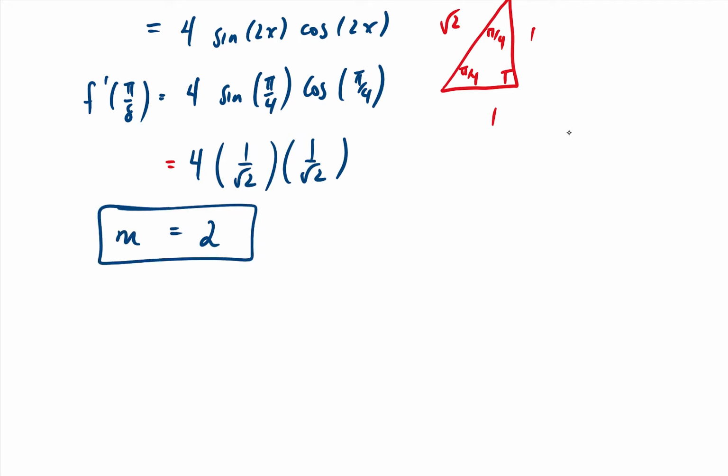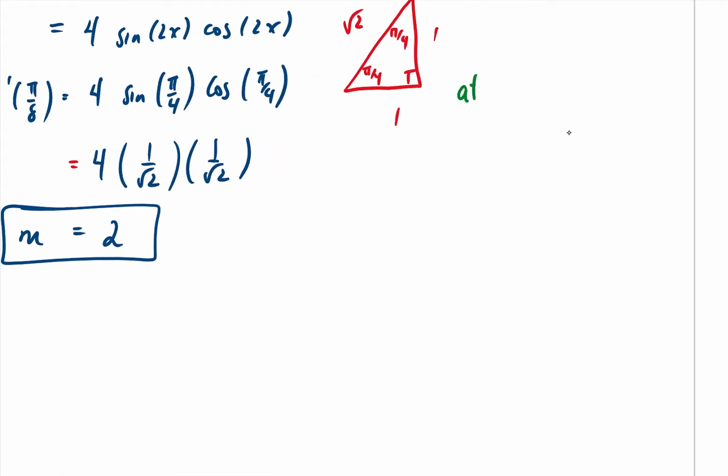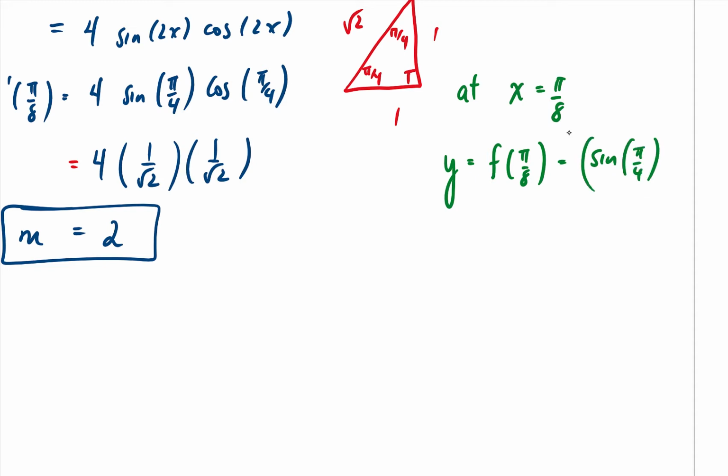So there's our slope. Next, we need the point of tangency. So let's look at x equals pi over 8. We then want to examine our y value. Our y is just f of pi over 8, and that's our function. Our function is sine of, if we sub in pi over 8, that becomes pi over 4, all squared, which is 1 over root 2, all squared, which equals 1/2. So our point of tangency is pi over 8 and 1/2.